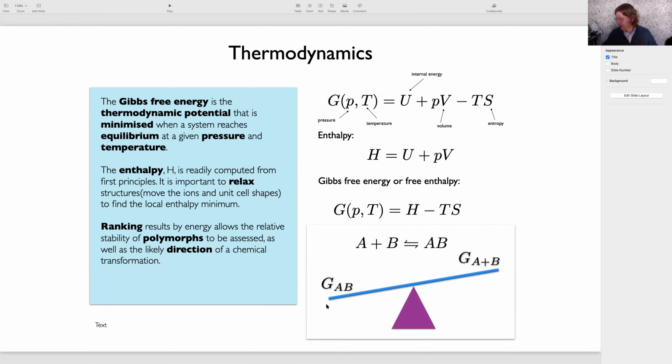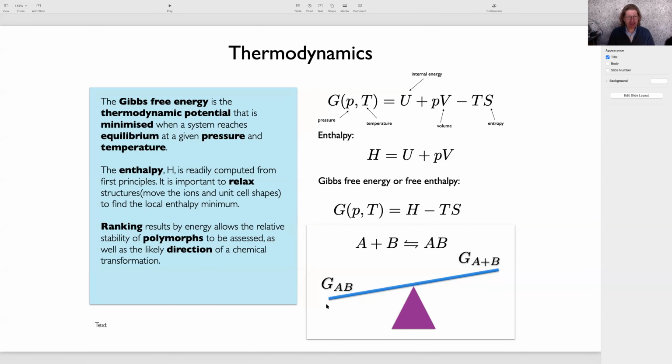All right. So what's the key and the most important property in high throughput or even structure prediction calculation is the thermodynamics of the system. The most important thing that we want to know is whether something is stable or not, or if it's not stable, how would it change to become stable? So that's thermodynamics, and the key variable there is the Gibbs free energy, which is shown on the right-hand side. It's the thermodynamic potential that's minimized when a system reaches equilibrium at a given pressure and temperature.